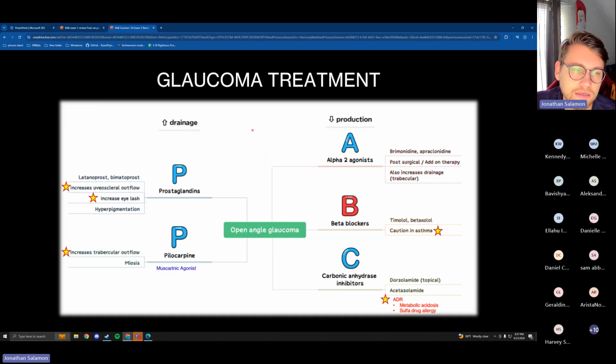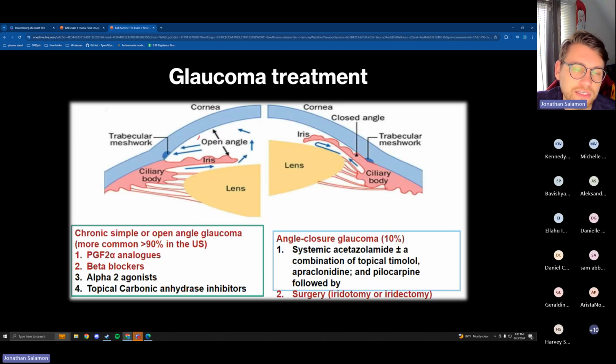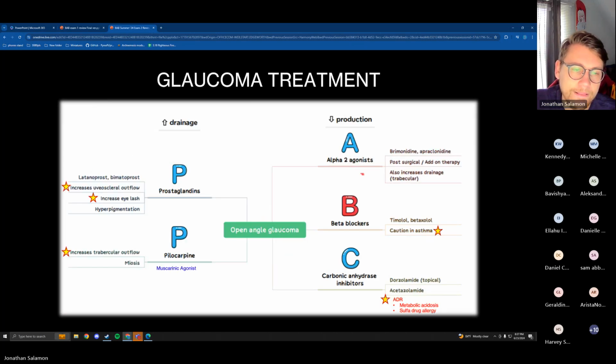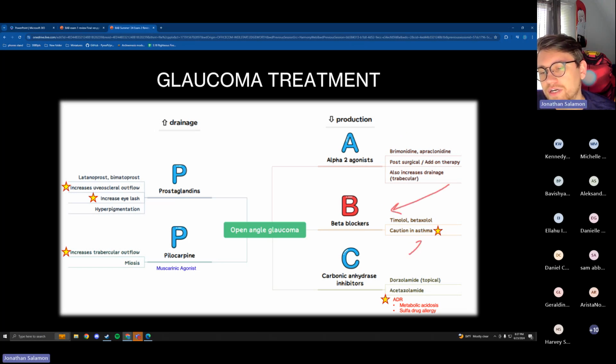Whereas the muscarinic agonists specifically increase the trabecular outflow, which is in this one specific spot, the part that gets closed off in angle-closure glaucoma, right? I know the eyelash thing, I know it's dumb, but I've definitely seen it in questions. And then with the decreased production, alpha-2 agonists, beta blockers, caution in asthma, right?